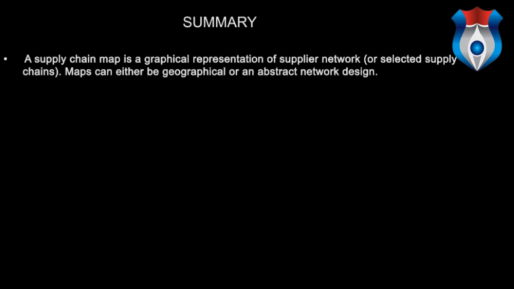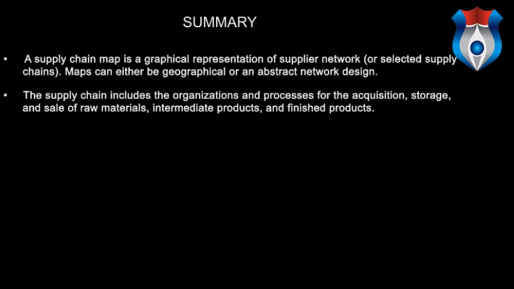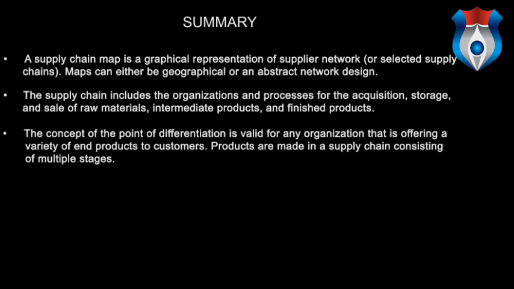Now, in the end, let us summarize what we have learned in this lecture. A supply chain map is a graphical representation of supplier network or selected supply chains. Maps can either be geographical or an abstract network design. The supply chain includes the organizations and processes for the acquisition, storage, and sale of raw materials, intermediate products, and finished products. The concept of the point of differentiation is valid for any organization that is offering a variety of end products to customers. Products are made in a supply chain consisting of multiple stages.